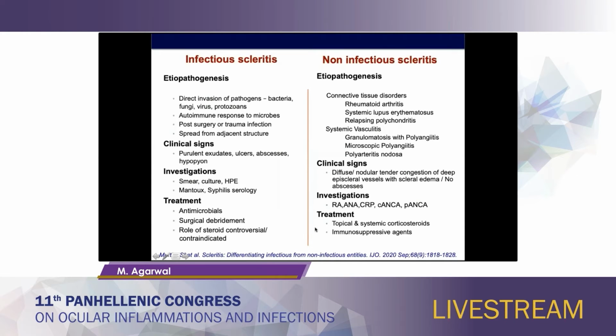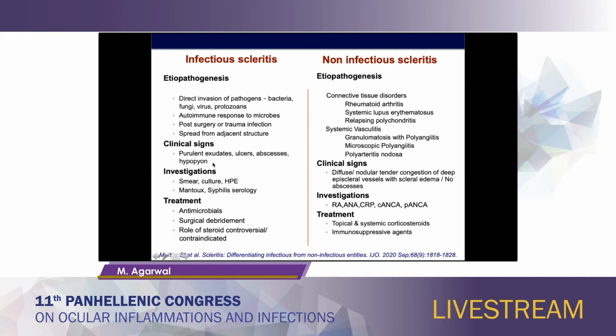So how do we differentiate? We differentiate infectious and non-infectious scleritis based on etiopathogenesis, where we see this is a direct invasion or it can be an autoimmune response, post-surgery or post-trauma. And it can spread from adjacent structures like endophthalmitis, panophthalmitis. However, non-infectious scleritis is basically related to connective tissue disorders and systemic vasculitis. Clinical signs, as we saw in the previous cases, we see ulcers, abscesses, purulent exudates, and also hypopyon is a key factor. But in the non-infectious, we see either diffuse or nodular congestion, but there are no abscesses.